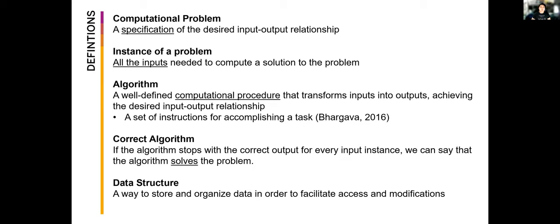Now, the instance of a problem is all the inputs necessary to compute the solution. All the instantiation variables and parameters, if you could call them that, are what we call the instance of a problem. The algorithm comes in when we work to transform our input into our desired output. These are the specific tasks or set of instructions to accomplish that transformation, achieving the desired input and output relationship. We also mentioned that an algorithm is correct if it stops at the right output. If you arrive at the right output but the algorithm still continues after that, or if it doesn't stop at all, then there's something wrong with your algorithm. So it's a correct algorithm if it stops at the right output.